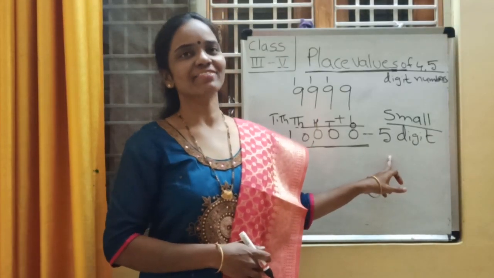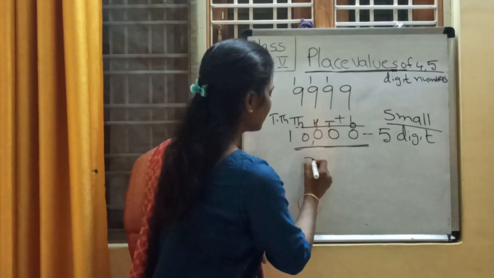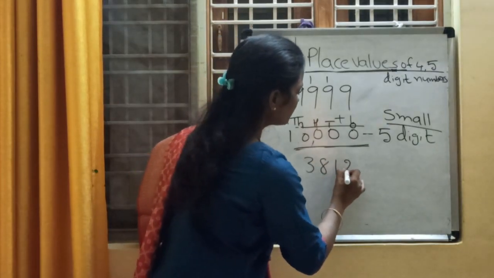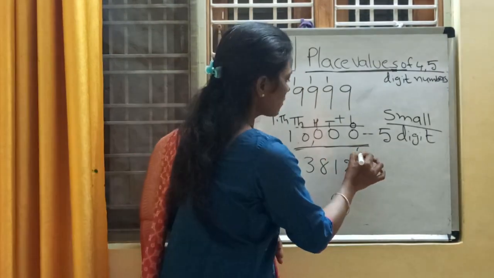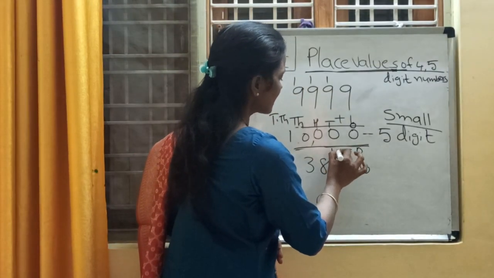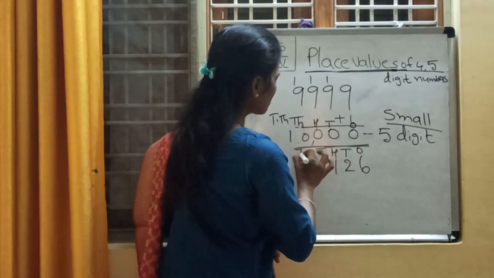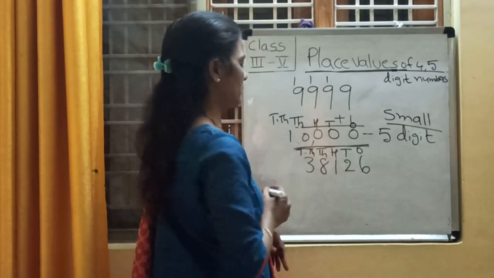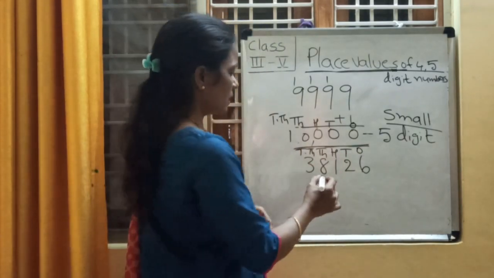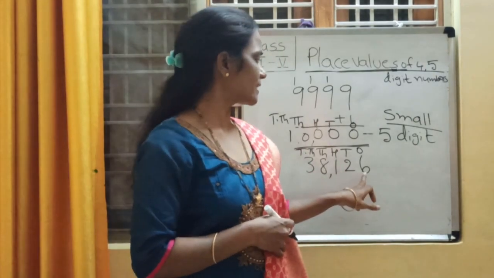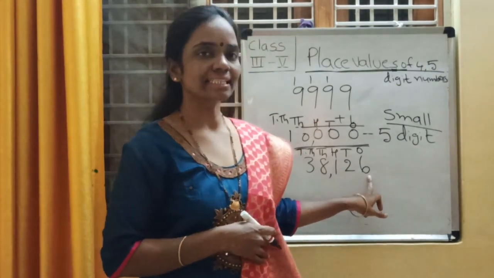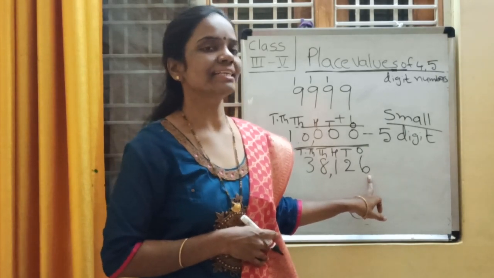Now I am going to take a 5-digit number. 3, 8, 1, 2, 6. First write down the places. 1's place, 10's place, 100's place, 1000's place and 10,000's place. It is 38,126.